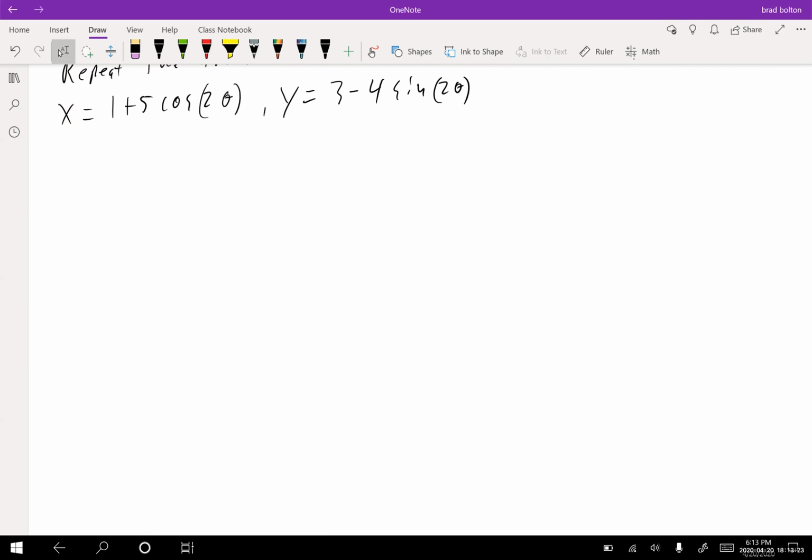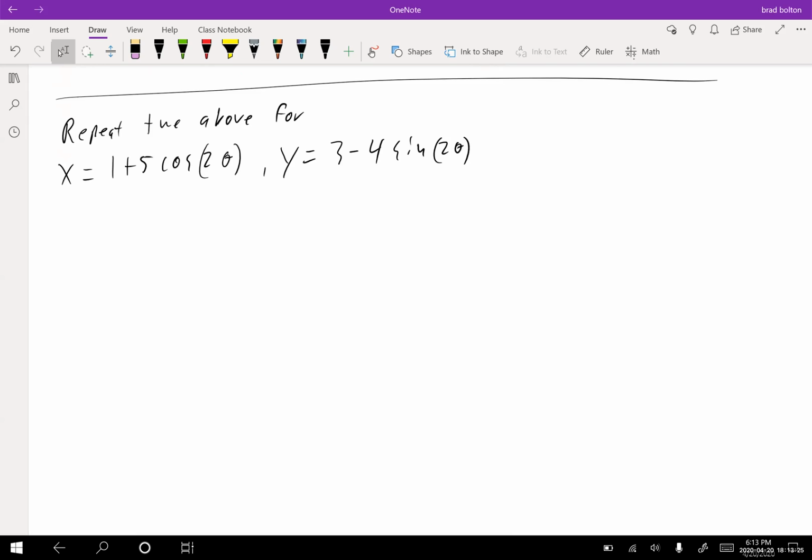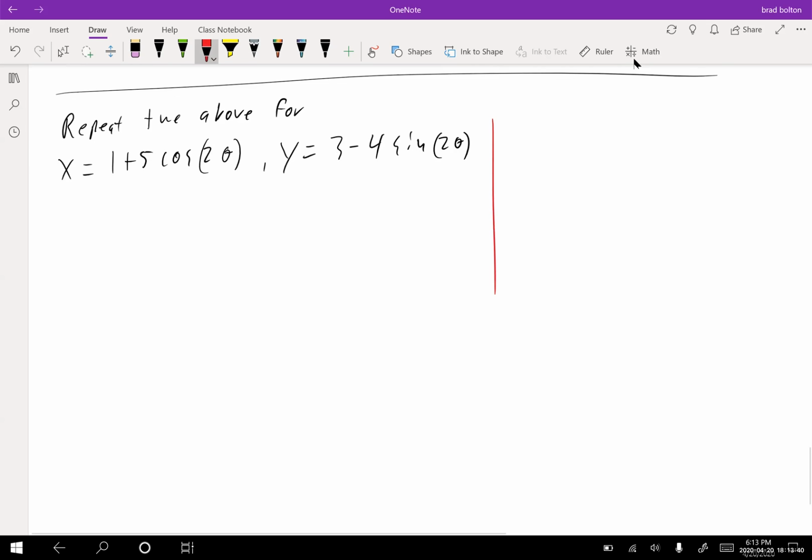Okay, so pause the video real quick and you guys try to eliminate the parameter, identify what this is, and then build the interval to make one cycle. Okay, so hopefully you guys are back. And once again, what do you automatically have in your mind? Sine squared theta plus cosine squared theta equals 1. So you're working with that.